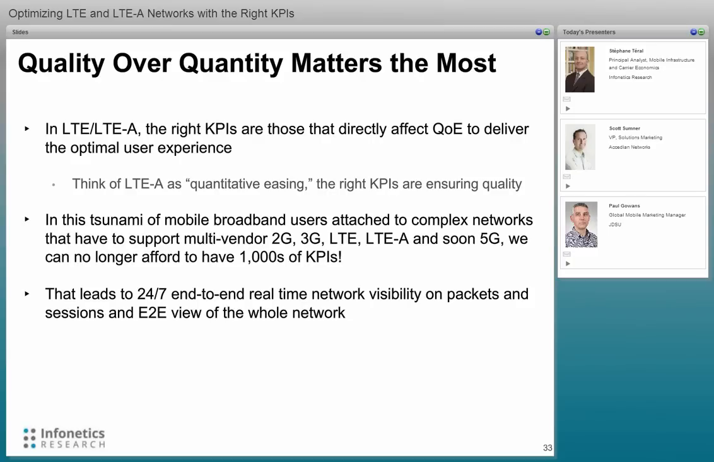That is a big question, and the answer is we can keep them, but we need to sort them out to make sure the end user has a good experience. And all of that leads to 24/7 monitoring, end-to-end real-time network visibility on packets and sessions, and the end-to-end view of the whole network with geo visualization. And of course, the good news, as we saw, there are very sophisticated commercial products that address all the above. So that is looking fantastic for the future.